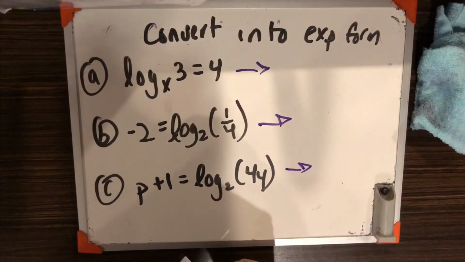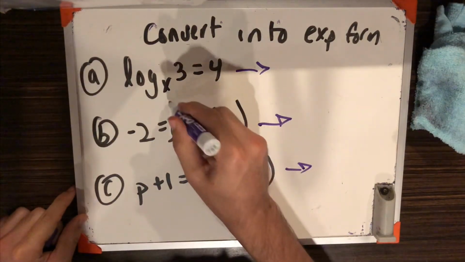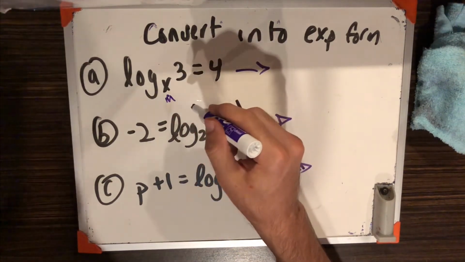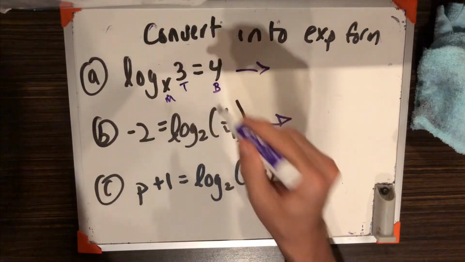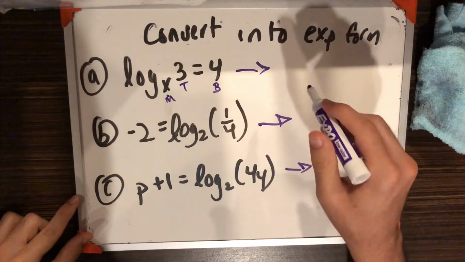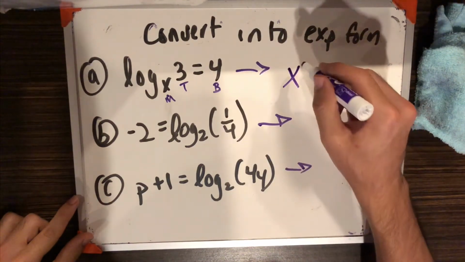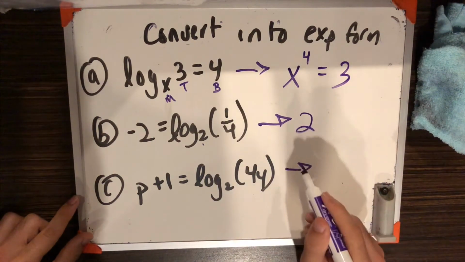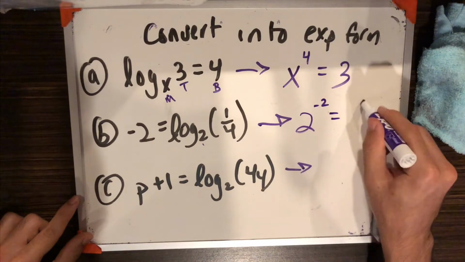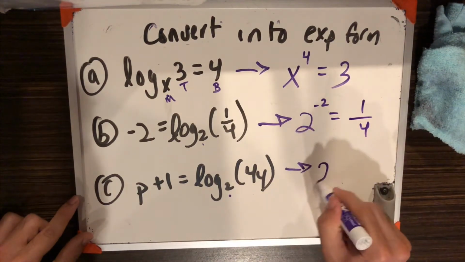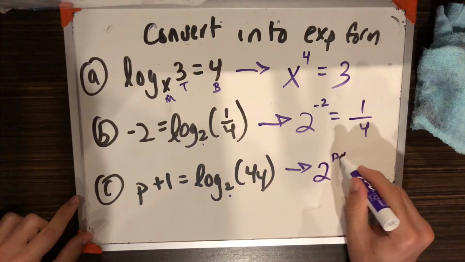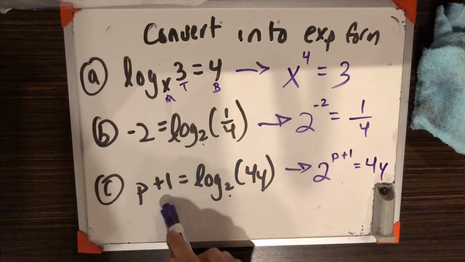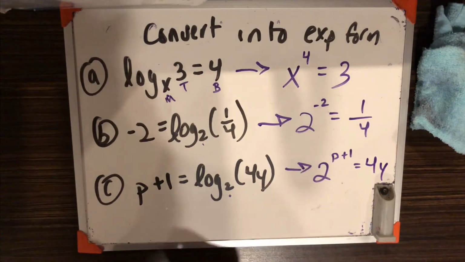Alright, so converting to exponent form. Again, base of x, that's our monkey. This is our banana, there's our tree. So converting into exponent form, we're going to say x to the 4th power is equal to 3. Again, base is 2. 2 to the negative 2 power is equal to 1 over 4. Again, base of 2. P plus 1 is equal to 4y. Okay, so again, you have to know from log into exponent and exponent into log.